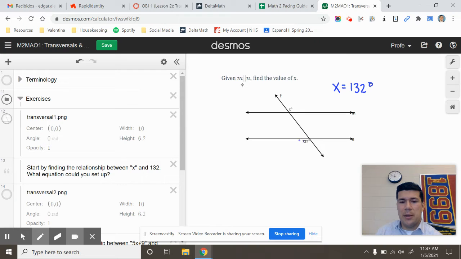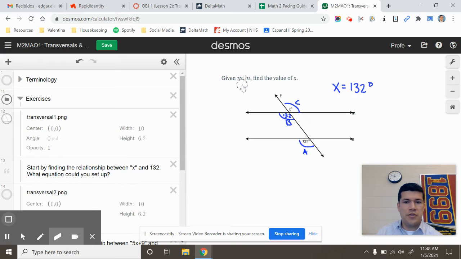Another relationship that you could establish is, if this is 132, then the corresponding angle to 132 is this guy right here. So that one must be 132. That's corresponding. And then X and 132 are vertical. So that means that angle A is congruent to angle B, which is congruent to angle C. It's kind of by a transitive property right there. Okay. So X equals 132. All right. And we progress to the next example.